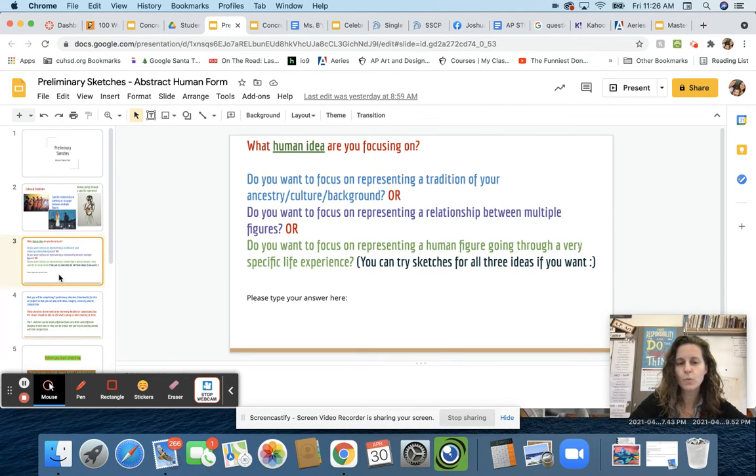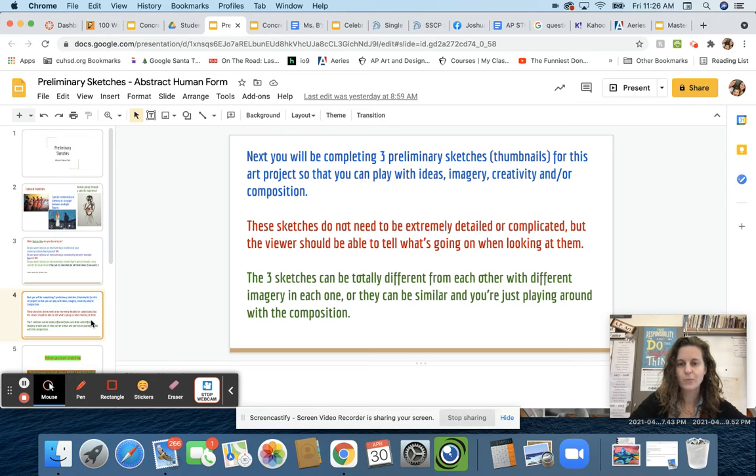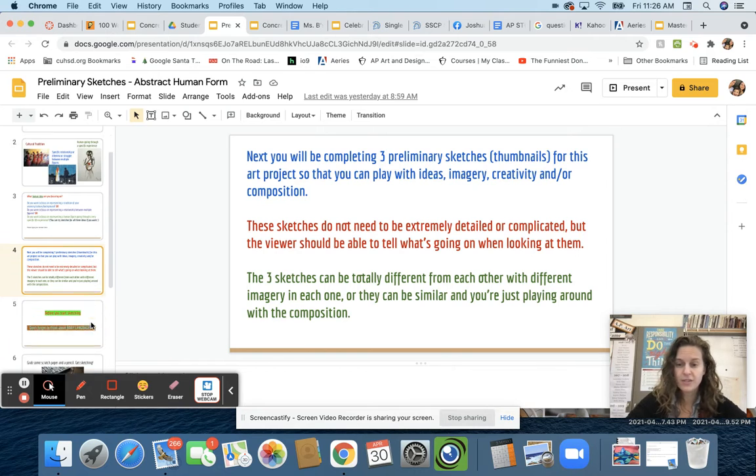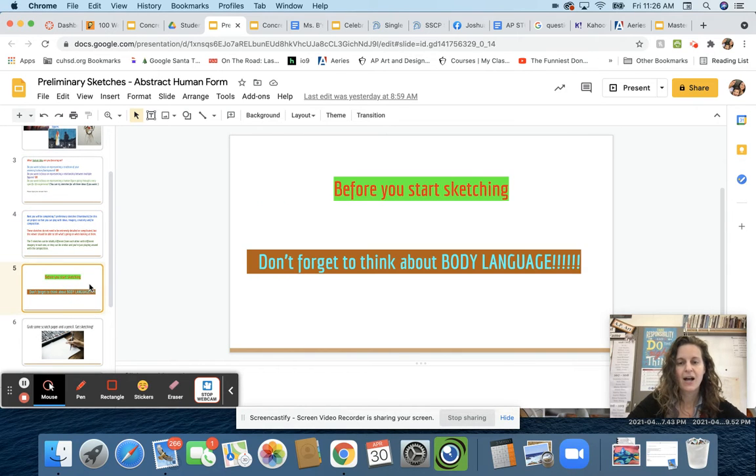So once you choose one of those paths or whatever path you do choose, please tell me what you're planning on doing for the project. And then what we'll do is just start getting into some sketching. So you can play around with composition. If you are set on one idea, you just want to play around with composition, that's fine. If you want to try three totally different ideas, then play around with those sketches and see what looks the best. So we'll start sketching, and just remember that this is about the human body.